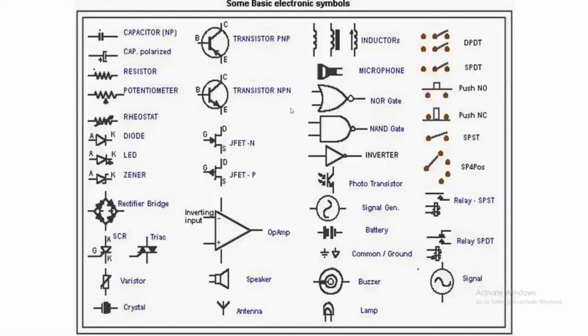These are all the symbols of the electronic components. The name of each component is written in front of the symbol. So now, in a schematic diagram, you just need to combine these components. At the end, the circuit will appear.